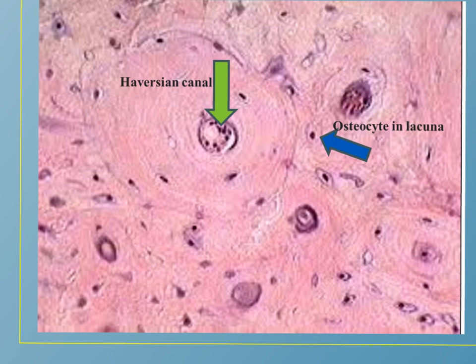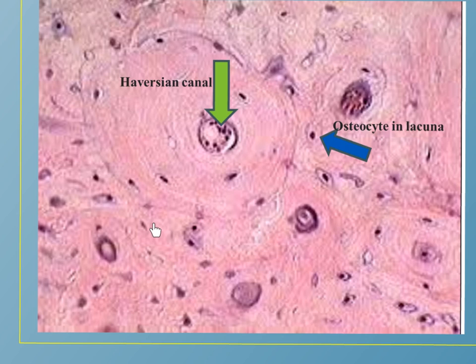This is a picture for decalcified compact bone. Why is it decalcified? Because it is stained. Why is it compact bone? Because I can see the Haversian systems. This is the Haversian blood vessel inside the Haversian canal, and these are the concentric lamellae of the osteocytes in their lacunae.